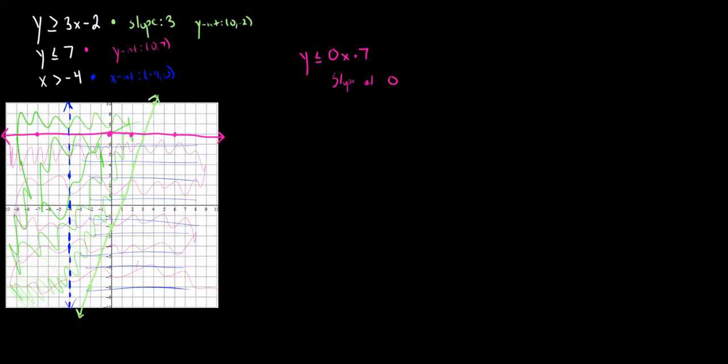And now we should be able to see exactly where all of that shading overlaps one another. Okay, notice all the shading overlaps in this big region here. So this is where I would want to heavily shade. So all of the points in this particular region would be points that would make this system of inequalities true. Okay? So points like (-2, 0), (-3, 6), (1, 4), (-3, -4). All of these would be points that would make the system work.